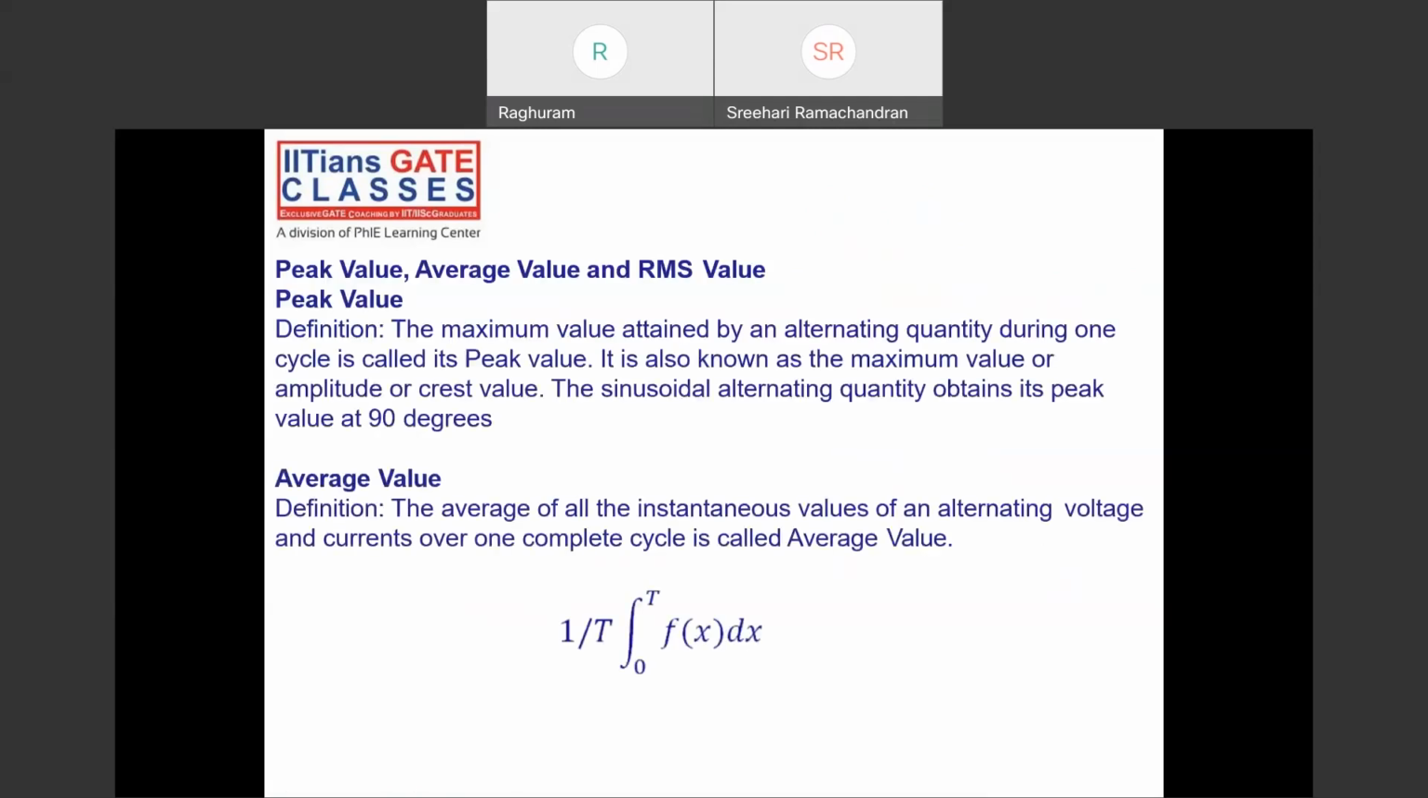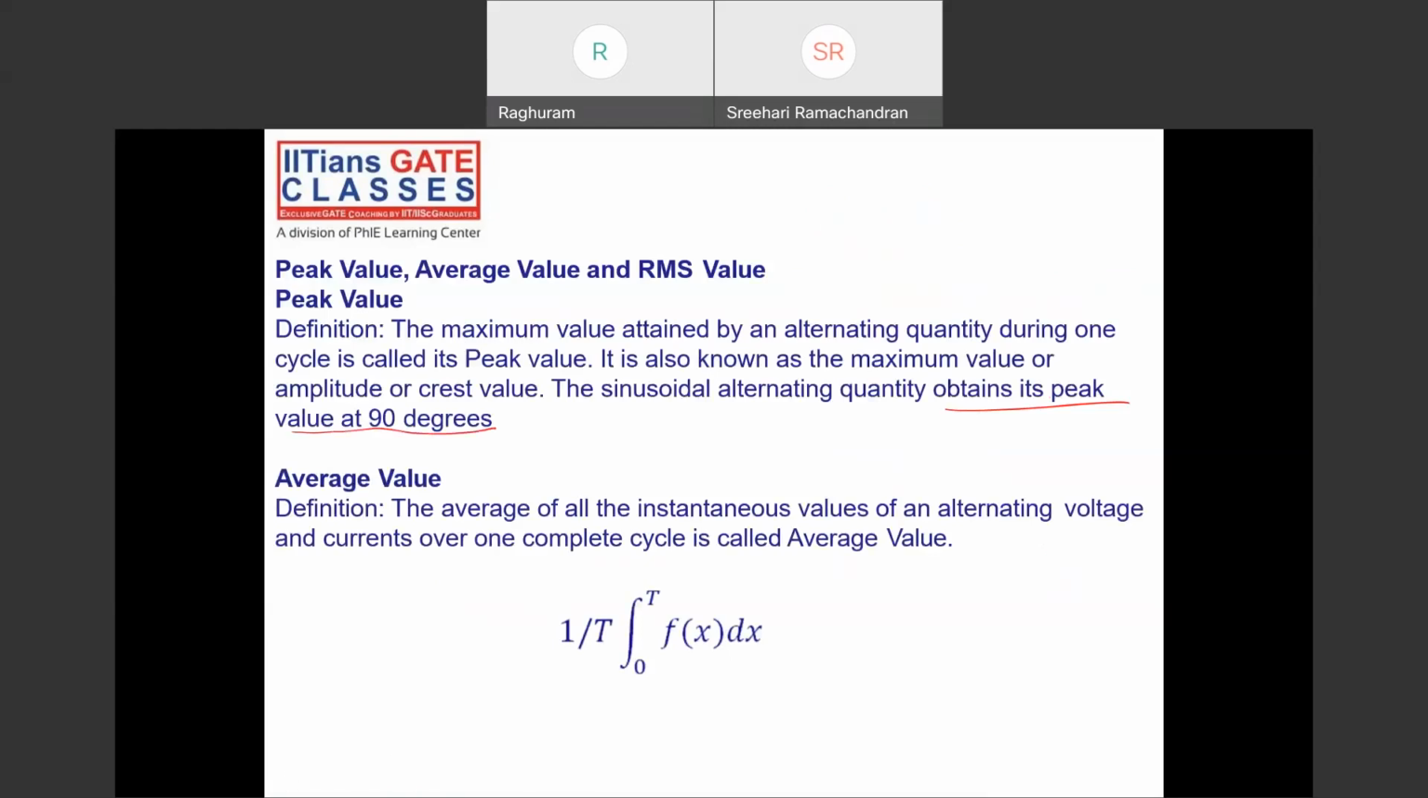Next, peak value, average value, and RMS value. Peak value: the maximum value attained by an alternating quantity during one cycle is called its peak value. It is also known as the maximum value, amplitude, or crest value. The sinusoidal alternating quantity obtains its peak value at 90 degrees.